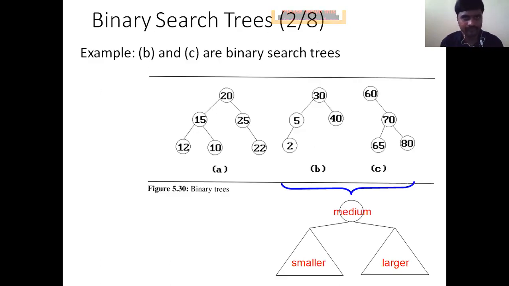Coming to here, we have two different types of binary trees. Here we can see the median values, the 30 and 60 values we are showing, and here it shows the smaller and larger values in a tree.